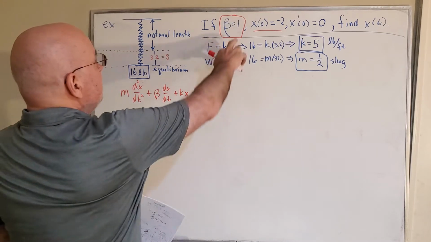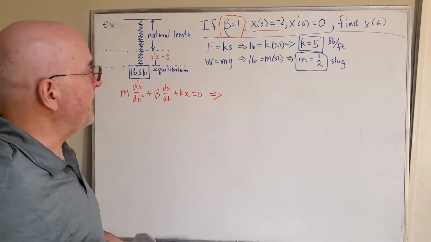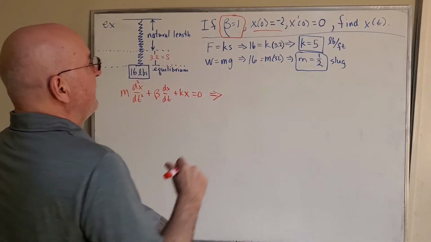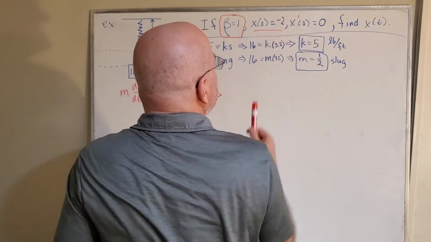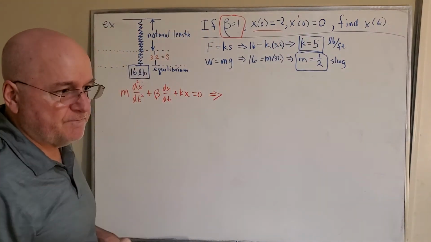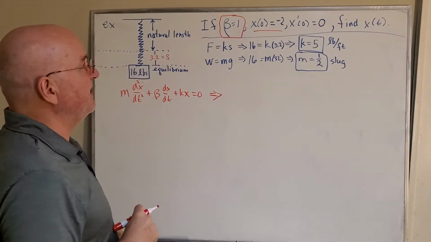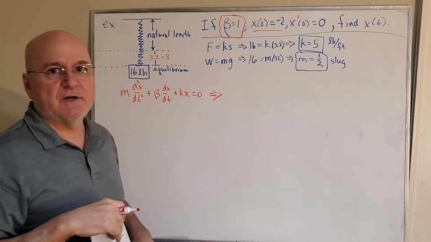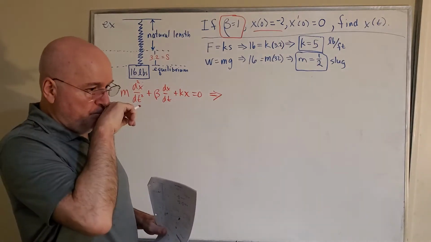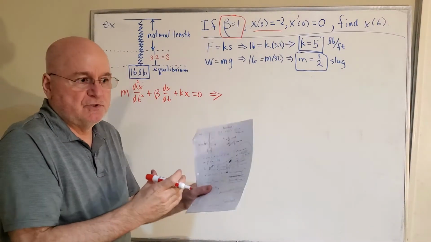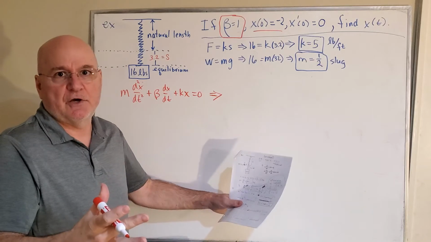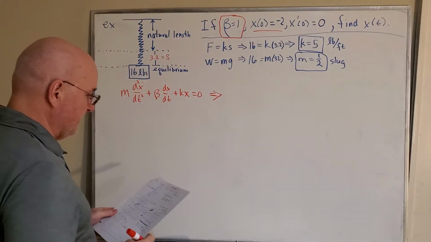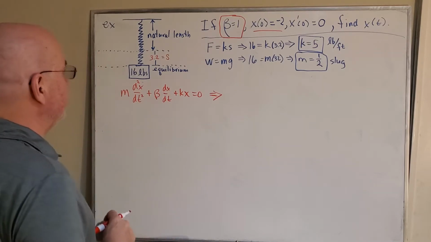So the question is, if beta, our damping constant, is 1, and the initial position is -2, and the initial velocity is 0, find x of t, the function that tells the position at any time. Now notice what this means. X prime of 0 being 0, the velocity, just means you're holding it in place and you're just letting it go. There's no external force that's giving it an initial speed. So it's released from rest, a resting position.